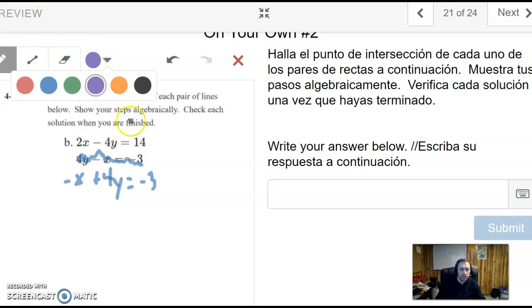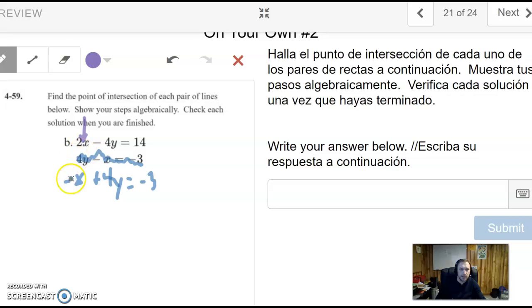And then let's just add up each column. 2x plus negative x, well, that's just x. Negative 4y plus 4y, that's the 0 we want, right? This is the 0 we're trying to get. Yay! And then 14 plus negative 3, well, that's just 11. Rewrite this. Oh, it's already done for us. X equals 11.